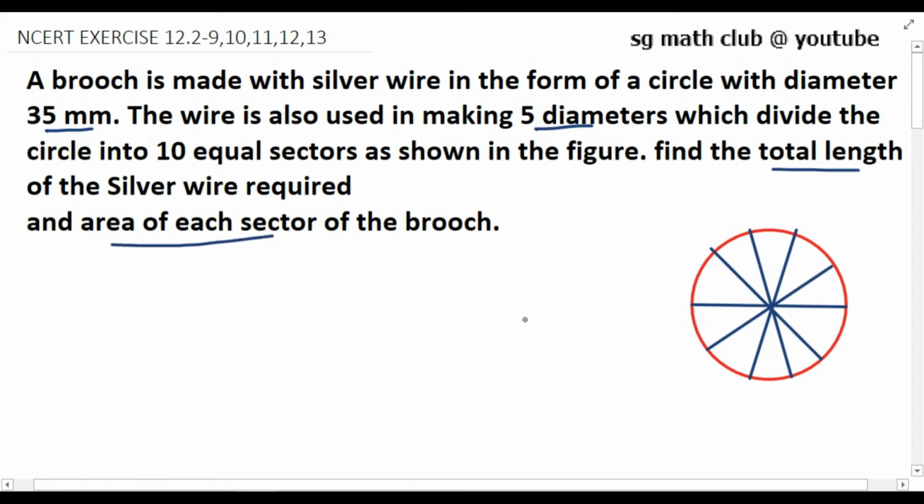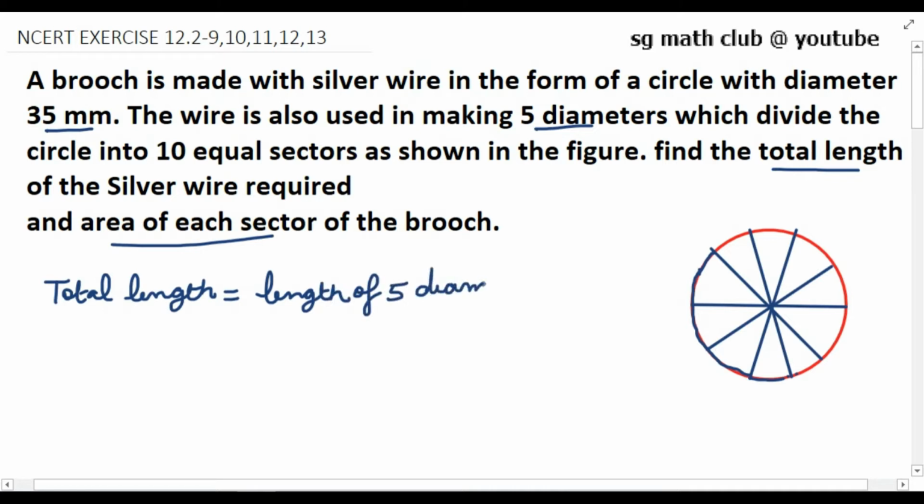So the total length of the silver wire means the silver wire is used to make the circle. So we need to find the circumference. This length we need to find. Also the silver wire is used in making 5 diameters. So the total length of the silver wire is equal to the length of 5 diameters plus the circumference of the circle.